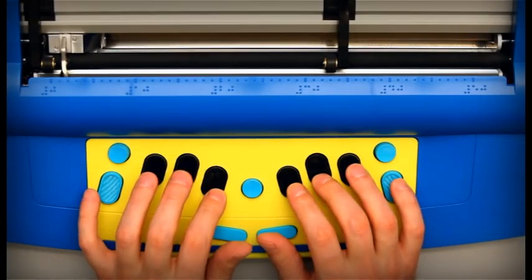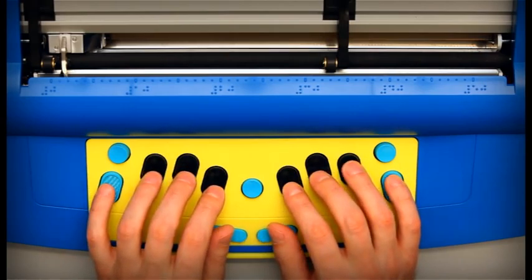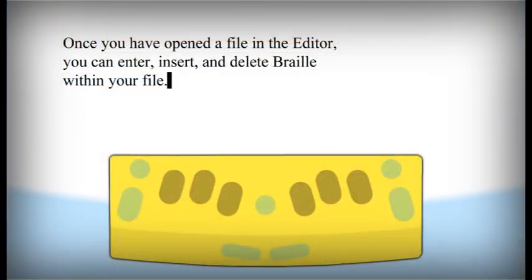New paragraphs are done in the editor the same way you do them when brailing on the Mountbatten by pressing new line. The Enter key has no function in the editor.